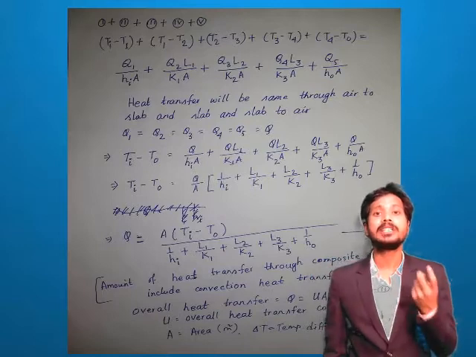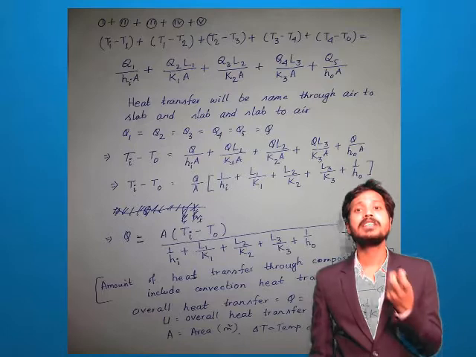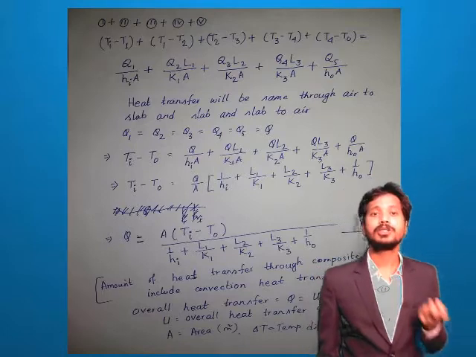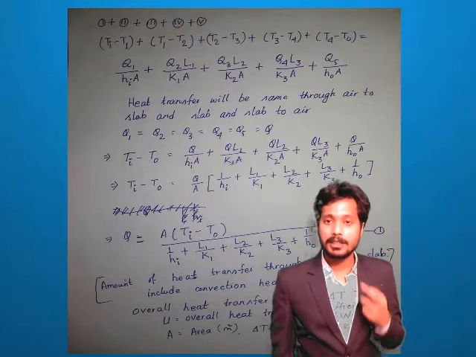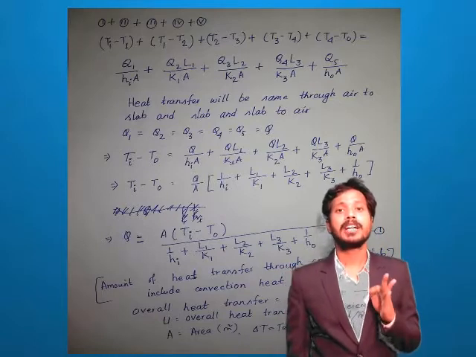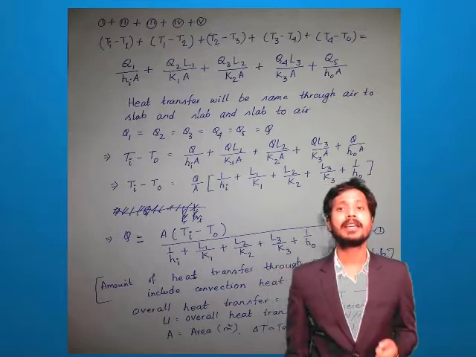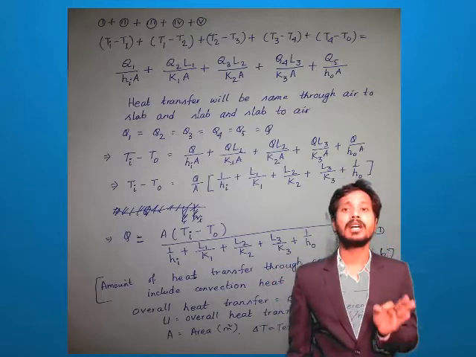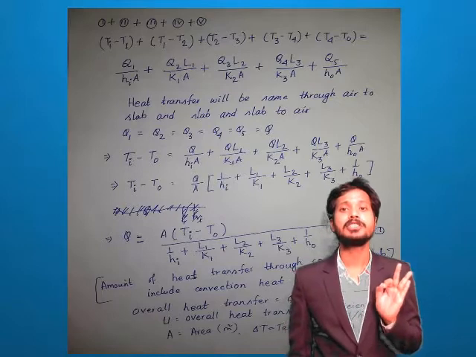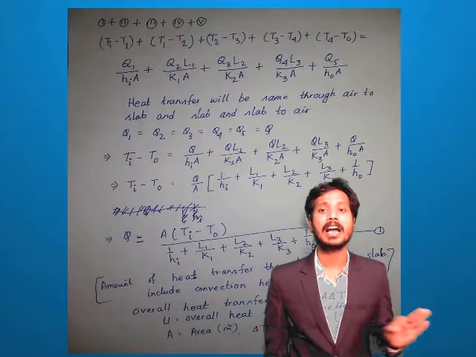Why? Because you didn't consider any terms of heat loss or heat accumulation. So that's why I can say that the heat transfer will remain the same. That means the values of Q1, Q2, Q3, Q4 and Q5, all these Q values are equal. I can say it is Q only. Why? Because there is no heat loss or heat accumulation.